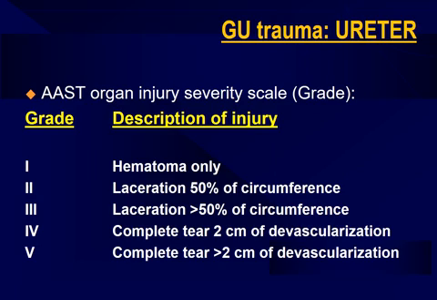Grade 2, laceration of less than or equal to 50% of the circumference of the urethra. Grade 3, more than 50% of the urethral circumference is lacerated. Grade 4, complete tear with less than or equal to 2 centimeters of devascularization. And lastly, grade 5, a large tear with more than 2 centimeters of devascularized urethral wall.